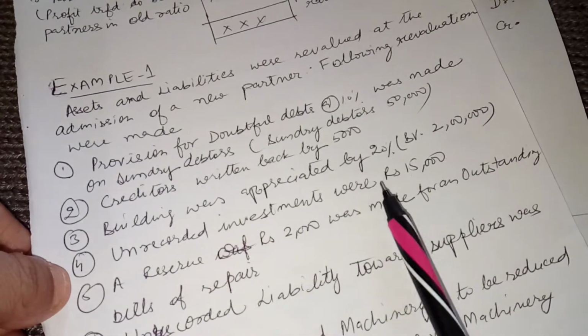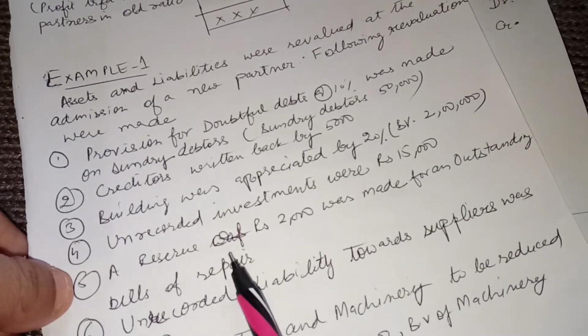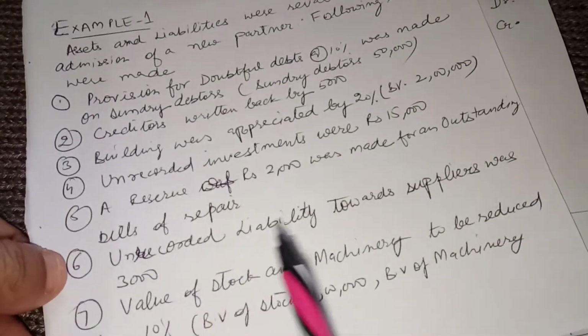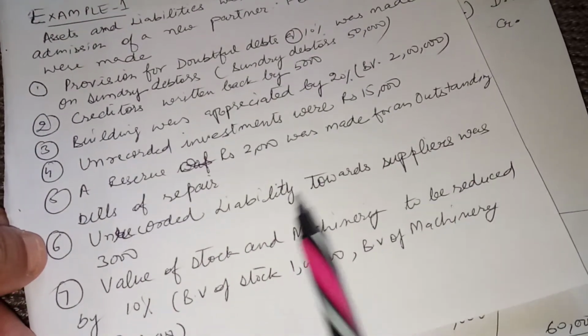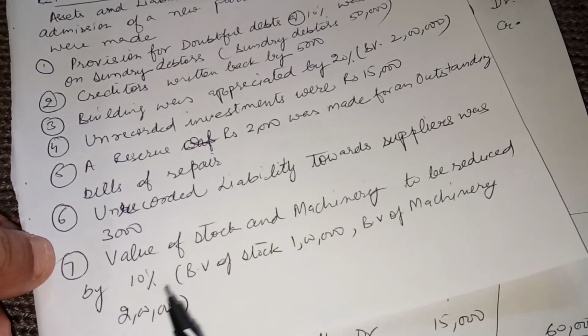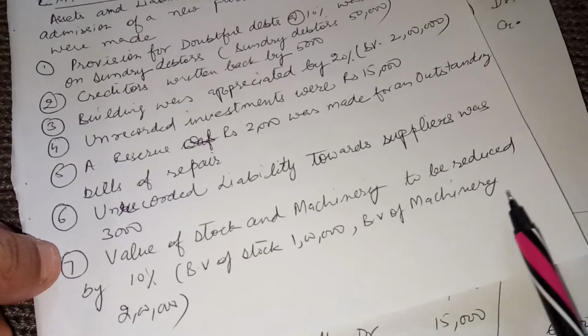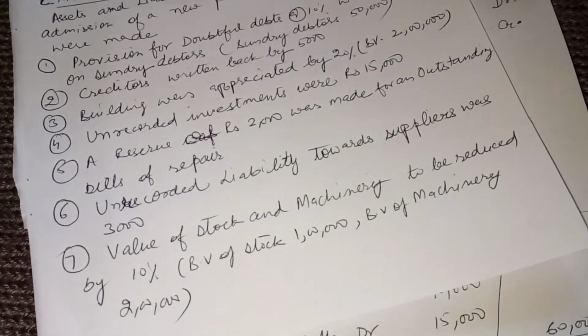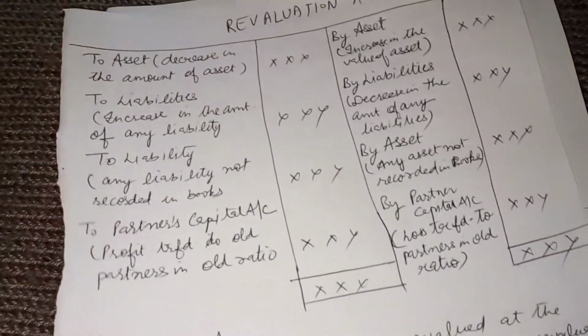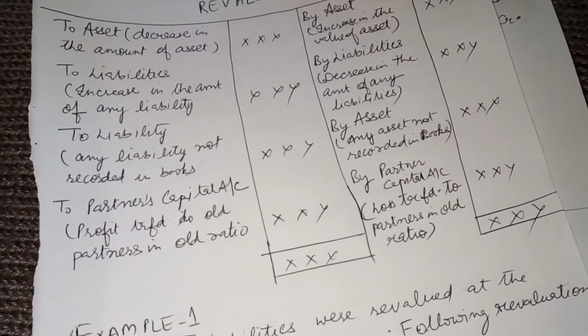Unrecorded investments were 15,000. A reserve of rupees 2,000 was made for outstanding bills of repair. Unrecorded liability towards the suppliers was 3,000. Value of stock and machinery to be reduced by 10%. Book value of stock 1 lakh. Book value of machinery 2 lakh. So all these were the entries. Now how will they affect? Let us check. The first one was provision.